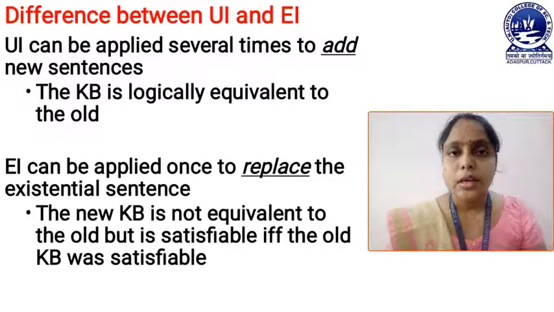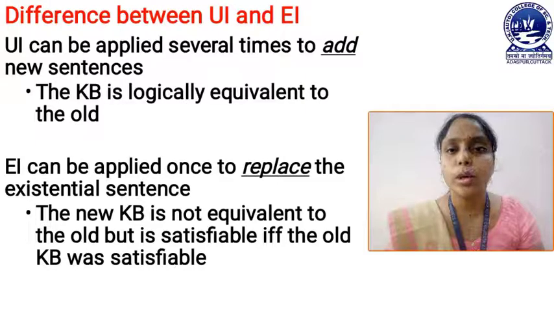That means the main difference is that universal instantiation is used more than once to add new sentences to our knowledge base, but existential instantiation can be used only once. And in existential instantiation, the new knowledge base is not equivalent to our old knowledge base, but in universal instantiation, the new knowledge base is equivalent to the old knowledge base. These are the main differences between universal instantiation and existential instantiation.